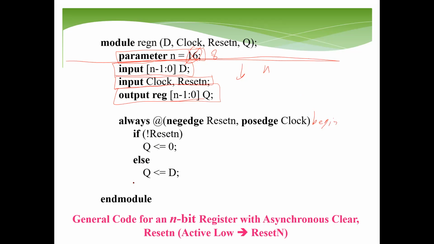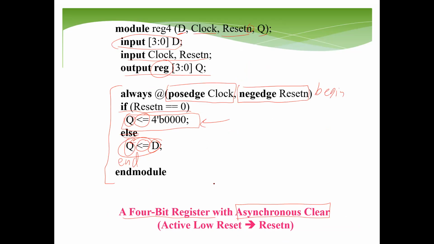Don't forget that this has to have a begin end. Now, if this is an asynchronous active low clear, that means I need to use negative edge of reset n inside my sensitivity list. Check for the value. If not reset n, that means reset equal to 0, make q equal to 0. Now note here the difference between this line and that line. Now here q will take on the value of 4-bit 0000 exactly.